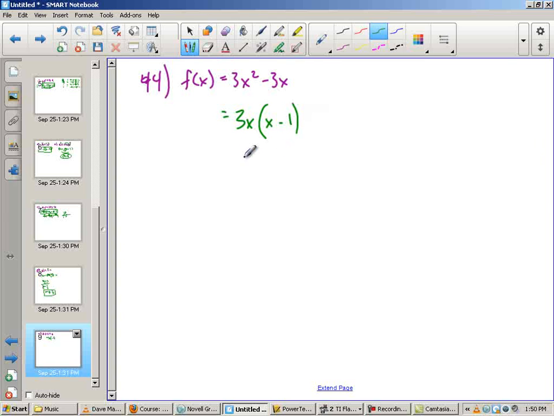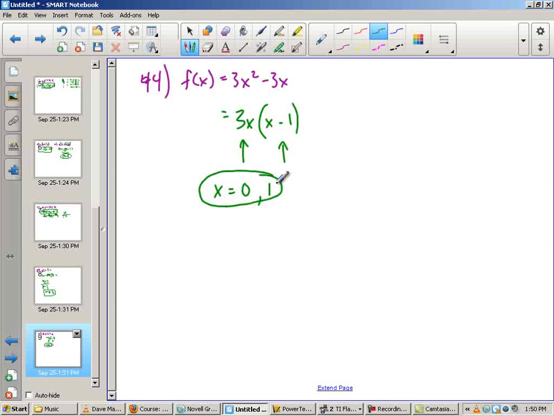Now I want to know what makes each of these two pieces equal to 0. Well, what could I put in to multiply by 3 that would produce 0? Well, x could equal 0, because 0 times 3 is 0, and it's gone. The 3 really doesn't mean much in this problem. Then over here, what would I put in there? Well, the opposite of what's grouped with the x. So I'm going to say a positive 1. And those are my answers.